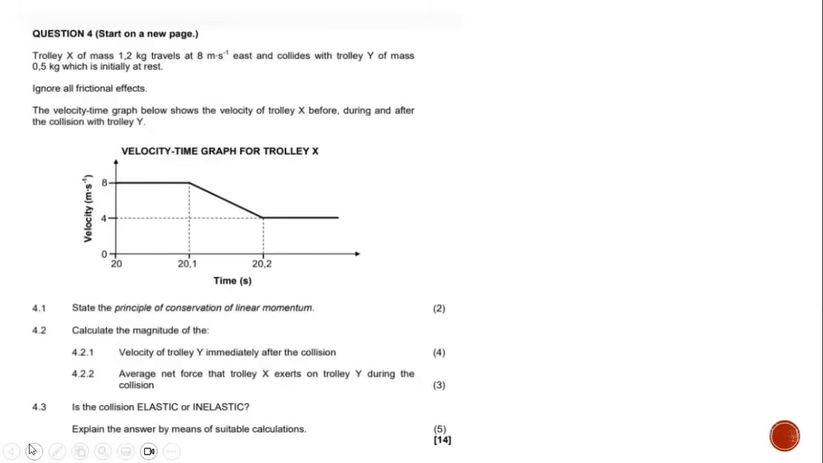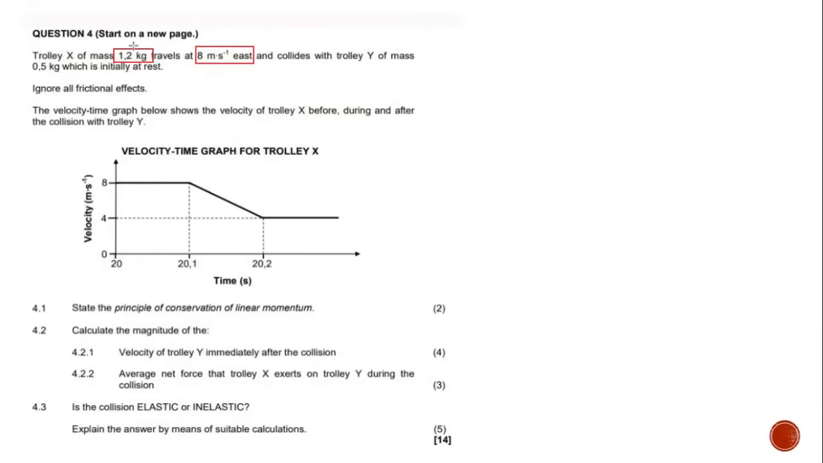Now, question 4 says trolley X of mass 1.2 kg travels at 8 meters per second east. So this time around, we are trying to practice exam questions to solidify our knowledge and also build confidence, right? So trolley X of mass 1.2 kg. So let's highlight. This is the method that I want you to develop, guys. Whenever you are working with these questions, always collect your data, right? Always make sure that your paper is colorful.